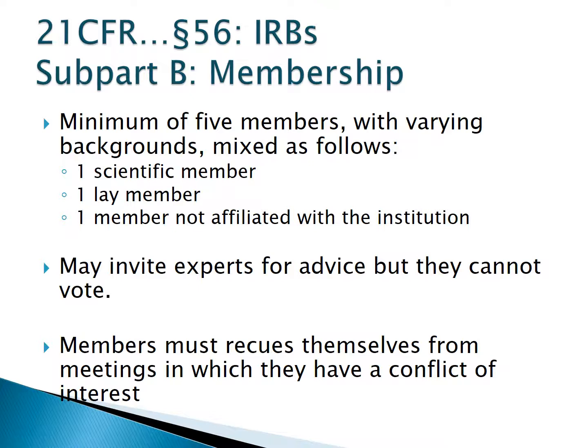And members have to recuse themselves from meetings in which they have a conflict of interest. So if you're a scientific member of the IRB at the Health Science Center, you might also at some point be submitting research for them to review. And in that case, then you would not be allowed to vote, and you should recuse yourself. Typically, this is why there are more than 5 members. So if you need 5 members at a minimum to vote, and one person recuses themselves, you have a problem. So most IRBs will have many members.